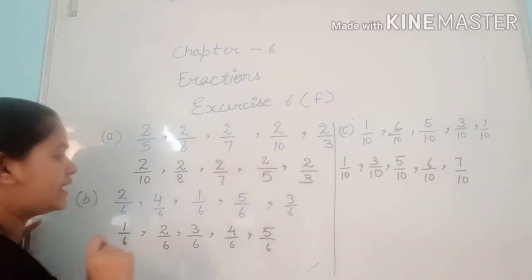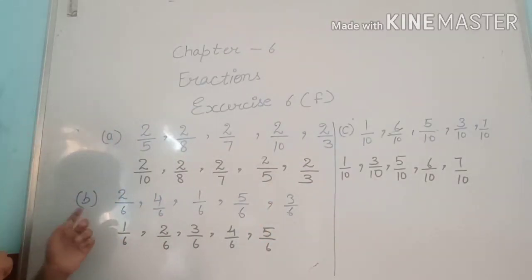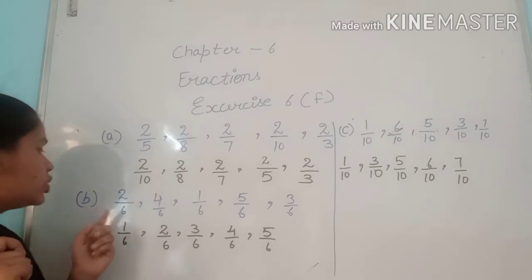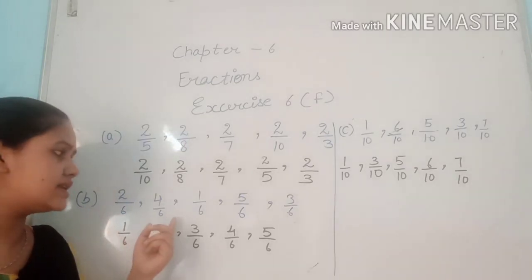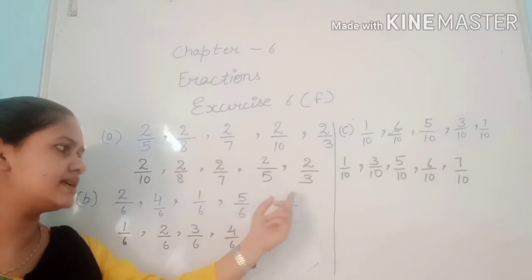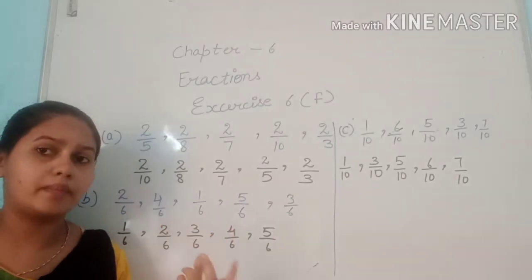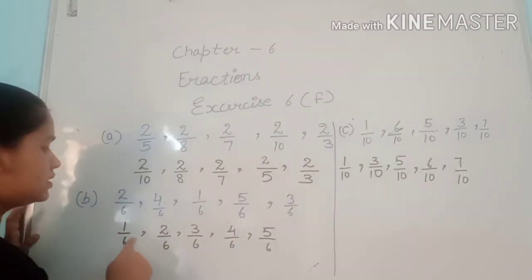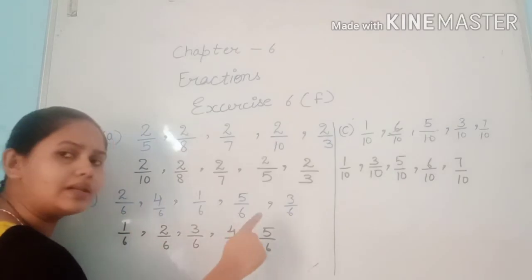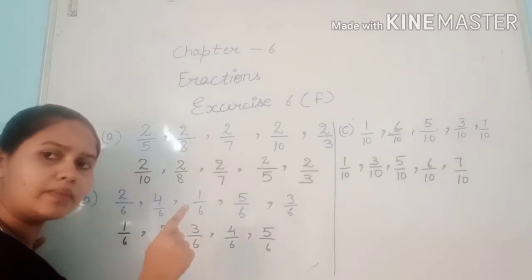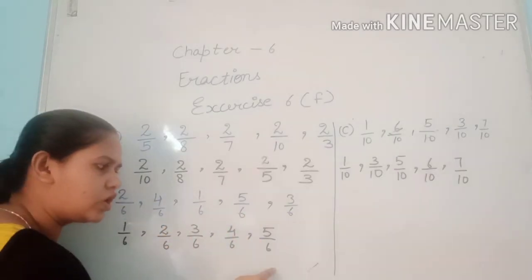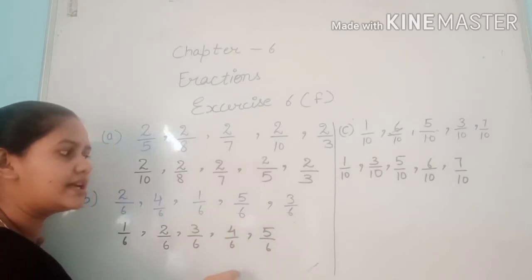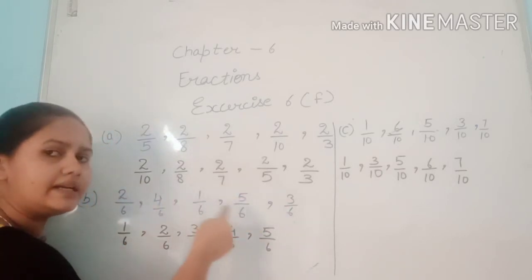Okay, and come to the second one, where the sum given to us is 2/6, 4/6, 1/6, 5/6 and 3/6. Now there is a common thing, the denominator. All the numbers have the same denominator, and now we have to arrange them by these numerators, right?